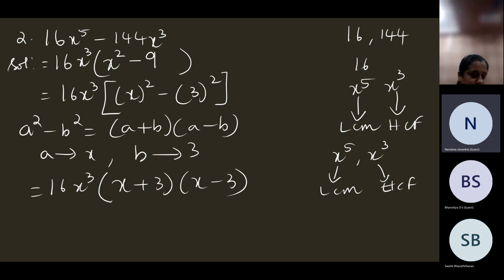Ma'am, but I got 16x cube into x square minus 9. That is also correct. Check and see if you can make out where you've gone wrong. Ma'am, I got the first step you wrote, 16x cube, only this answer. Yeah, that's correct, but you have to factorize it further. Okay.